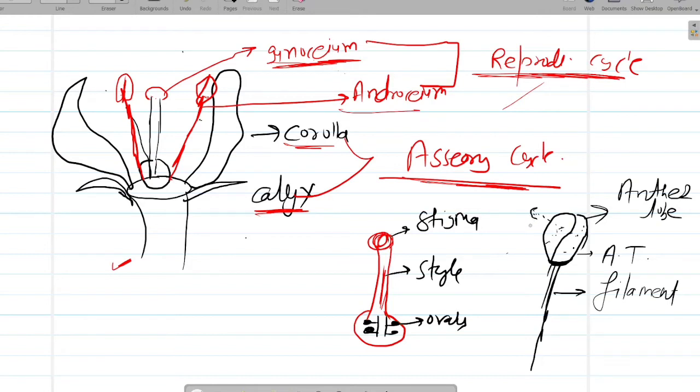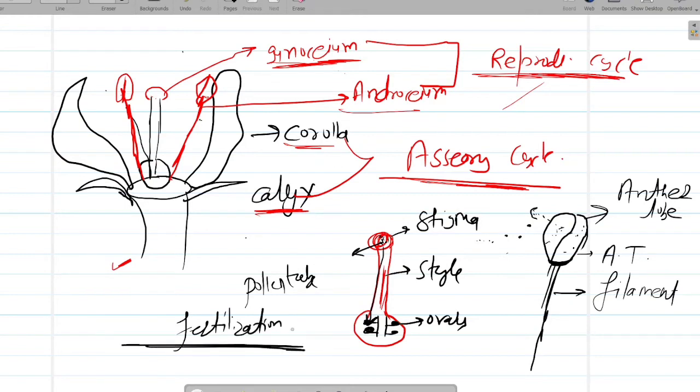Now this is a pollen grain, and it will be transported through water, via animals, or by air, and it will land on the stigma and create a pollen tube. This pollen tube will come into the ovary and perform fertilization. This is the basic step. This is the basic preview of your pollination. Now come to the types of pollination.